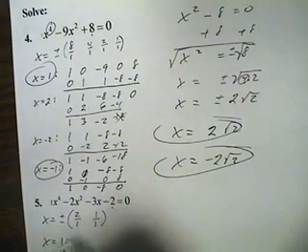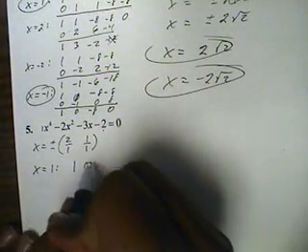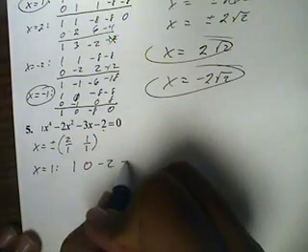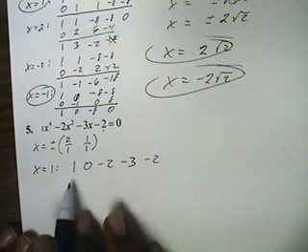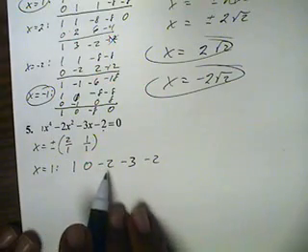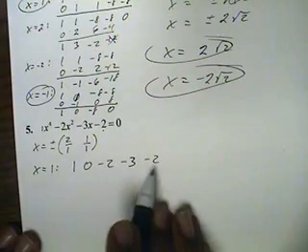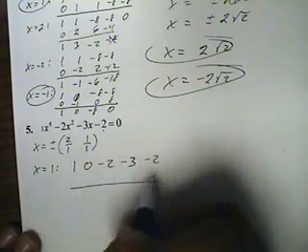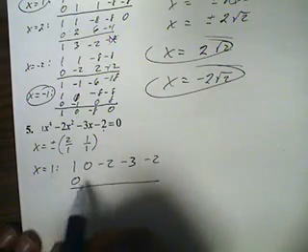So let's start off with x equals 1. And we have coefficients of 1, 0, negative 2, negative 3, and negative 2. This is for my x to the 4th, x cubed, my x squared, my x, and my constant. Okay, so 0 here. 1 and 0 is 1. 1 times 1 is 1.